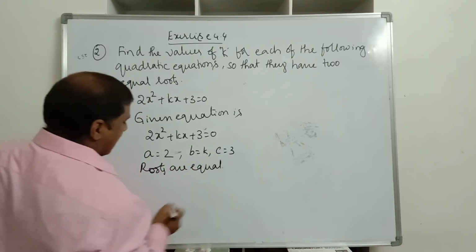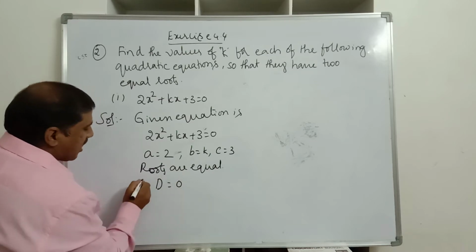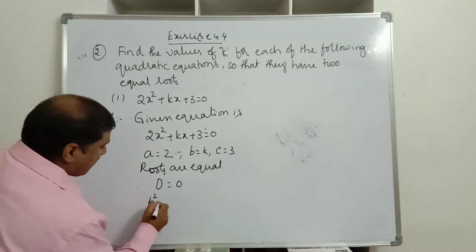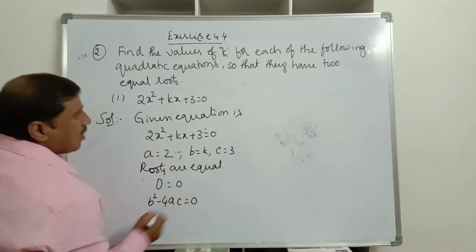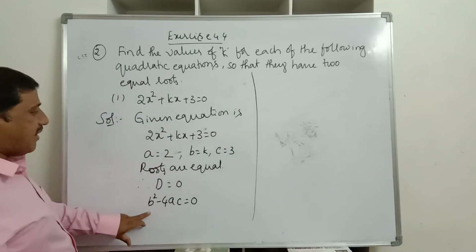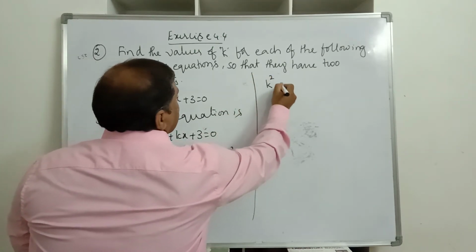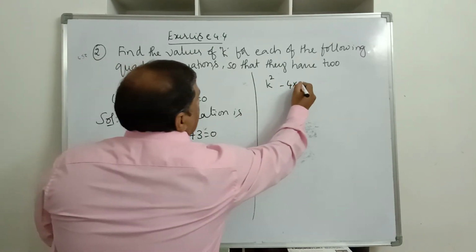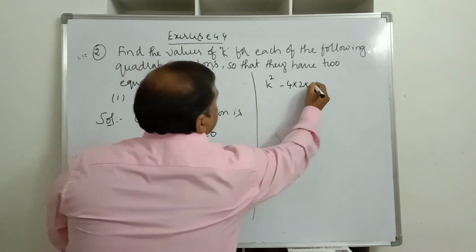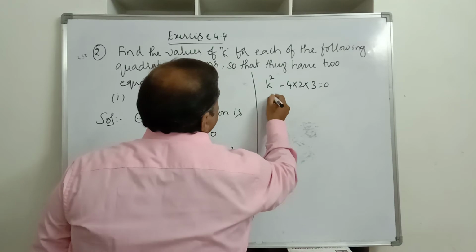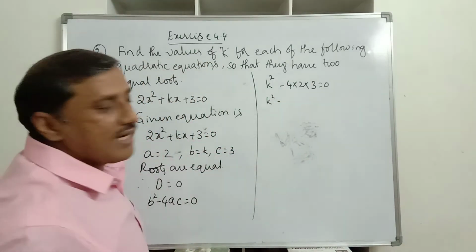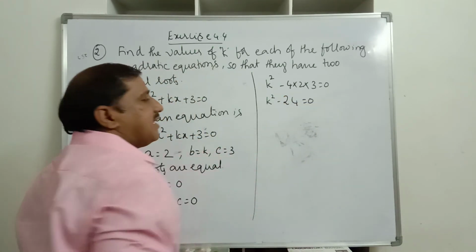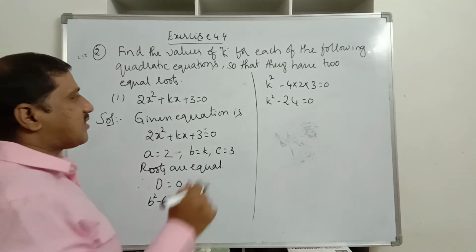So when roots are equal, D is equal to 0. What is D? It is b square minus 4ac, that is equal to 0. Now substitute b as k, therefore b square is k square, minus 4 into a is 2 and c is 3, that is equal to 0. Now it is k square minus 4 into 2, 8. 8 into 3, 8 threes are 24. 24 is equal to 0. That is k square minus 24 is equal to 0.